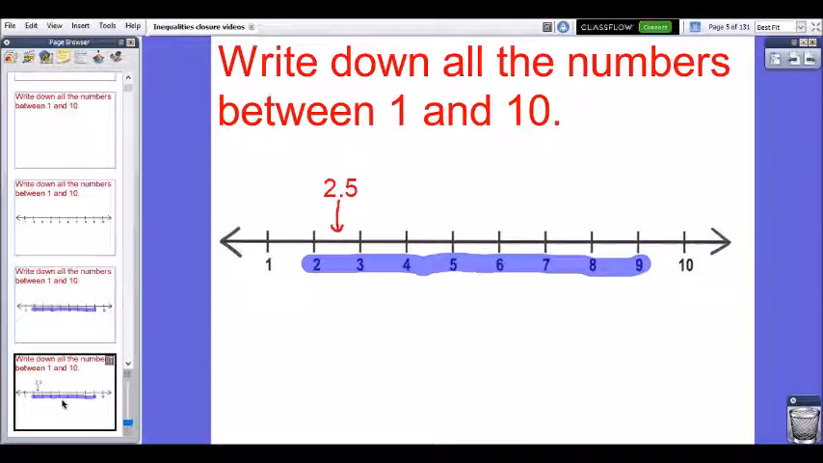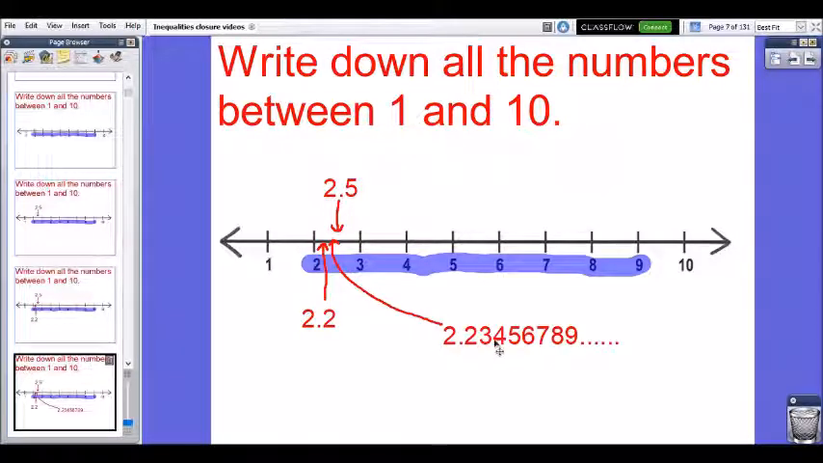What about decimals? So for example, thinking of a number between 2 and 3, I might have got something like 2.5. What about if I picked a number between 2 and 2.5? So for example, 2.2. But what about if I picked a number in between 2.2 and 2.5? I could carry on doing this forever. I can always find a number between two numbers.